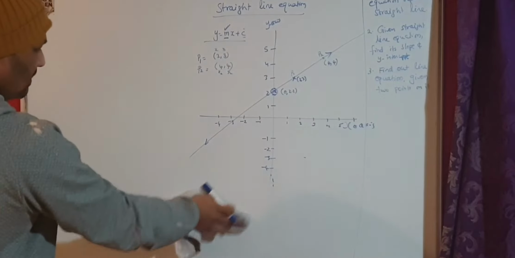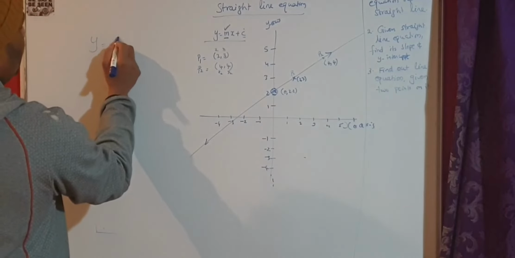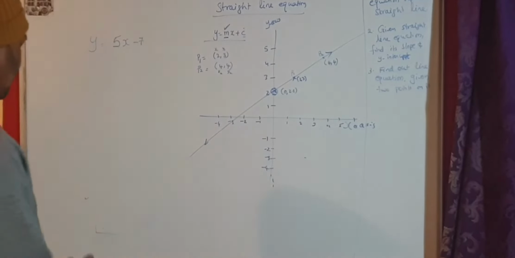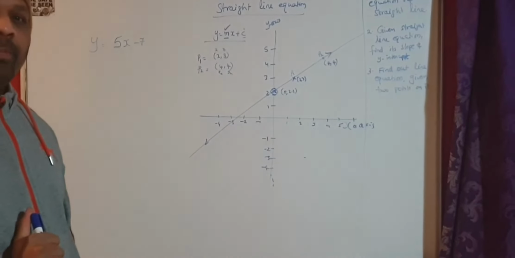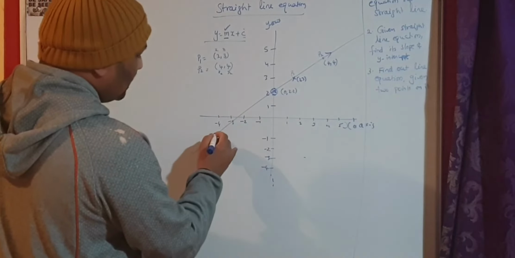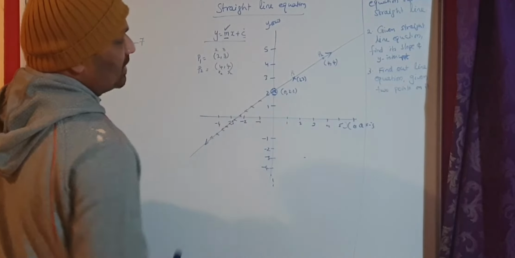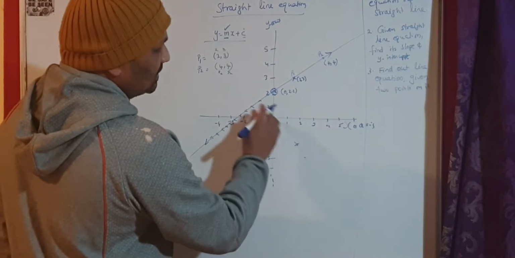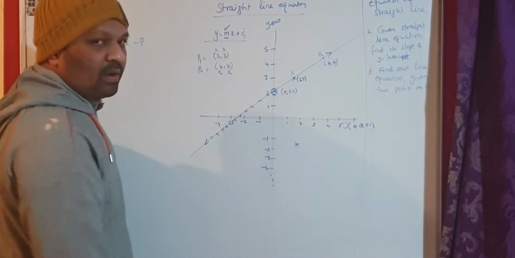Say a straight line equation is given. Say I'm giving you a straight line equation y is equal to 5x minus 7. How many points can be there on a straight line? There can be infinite points. Every dot on the line is a point. There are points on the straight line, and there are also points outside the straight line, away from it. They are not lying on the straight line, but they are some other points on the coordinate plane.